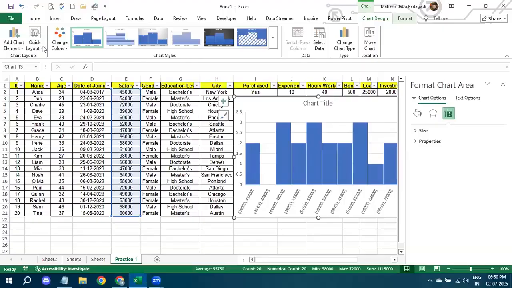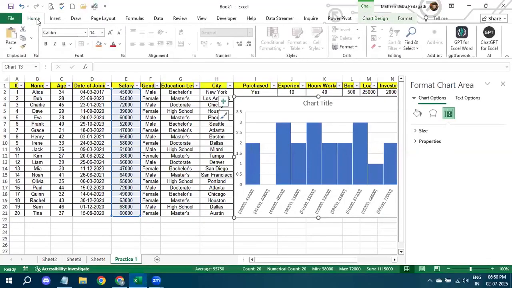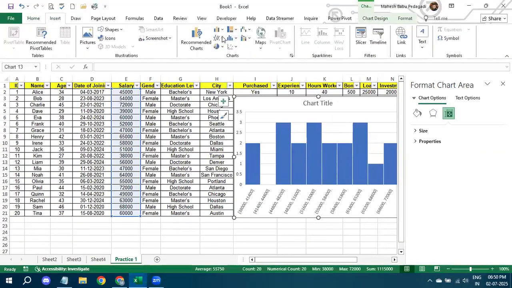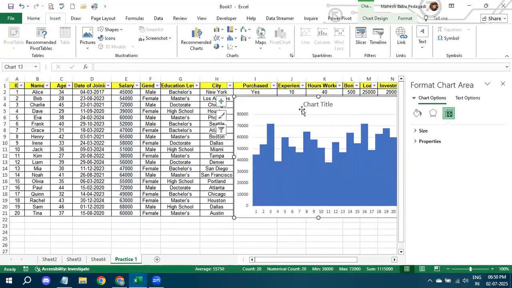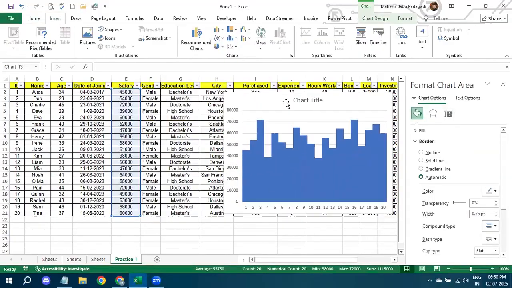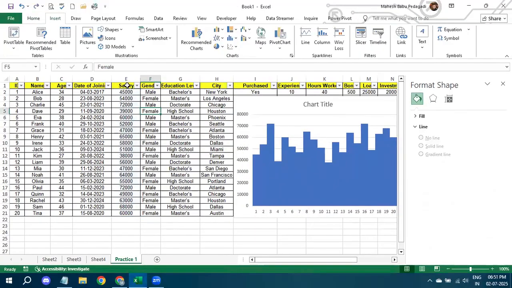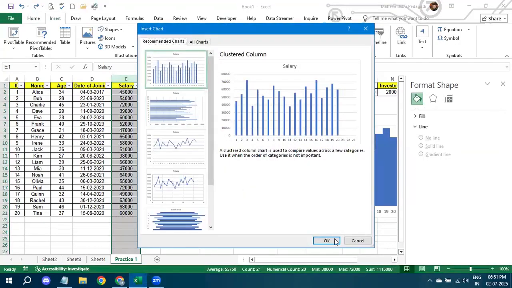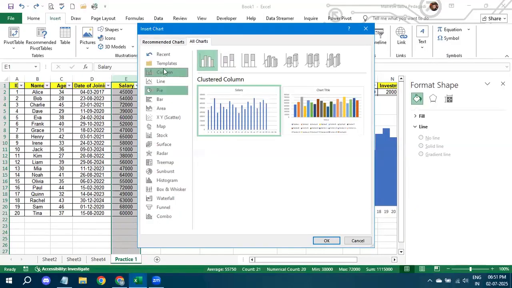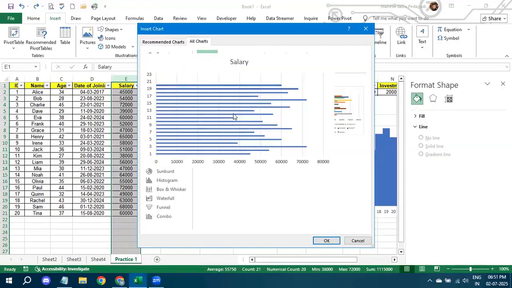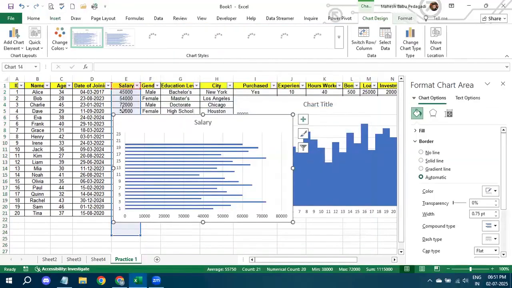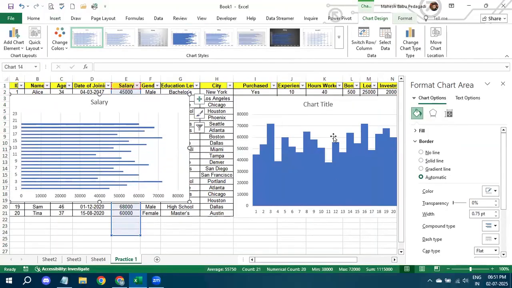This is the histogram. I will go to insert. Let me hide this. Insert. I will go for column chart. Sorry, this chart is changed. One second. Again, I will select the data. I will go to recommended charts, bar chart. Let me take the bar chart. Clear, guys? The difference between a histogram and a bar chart.